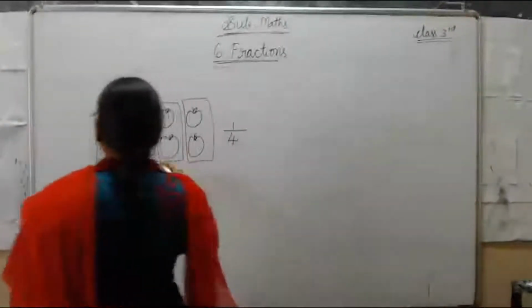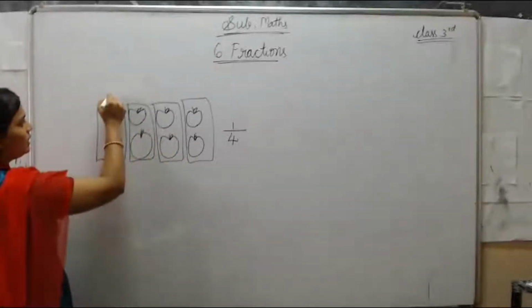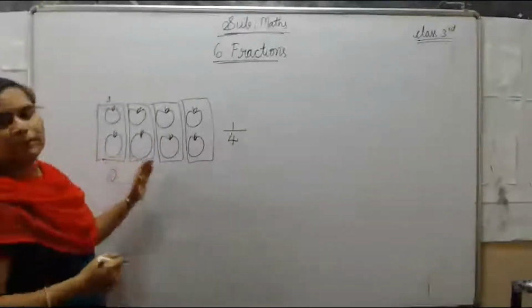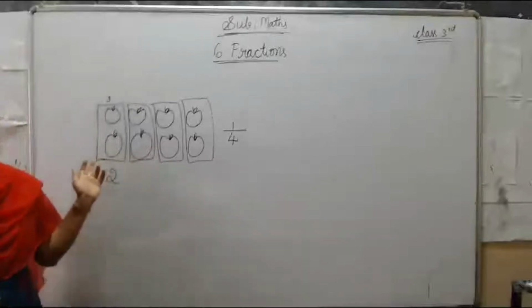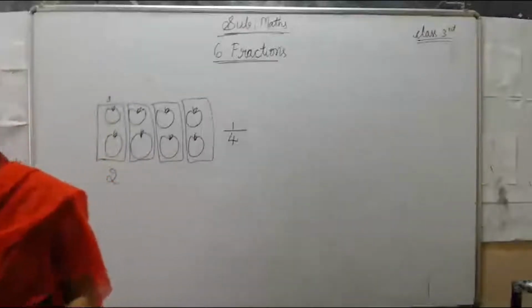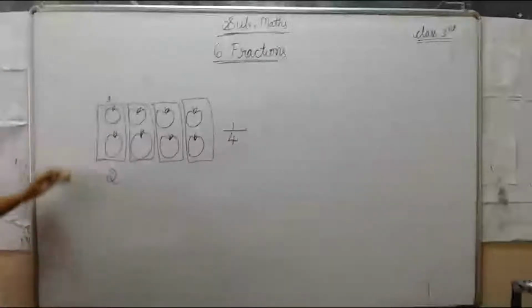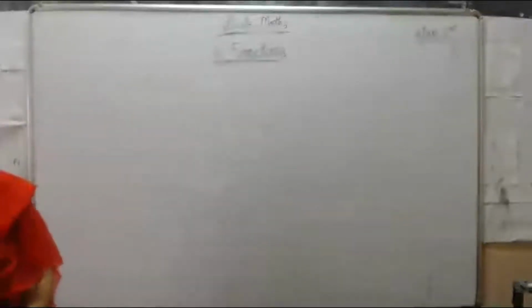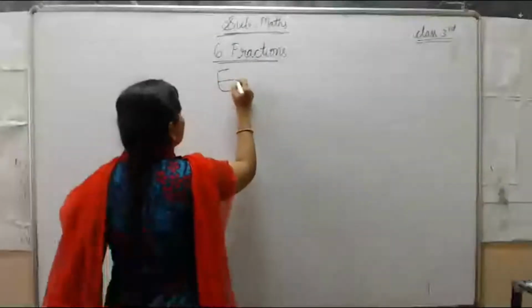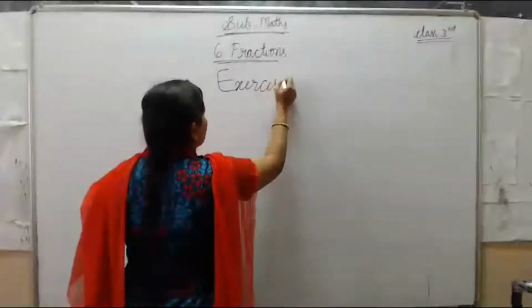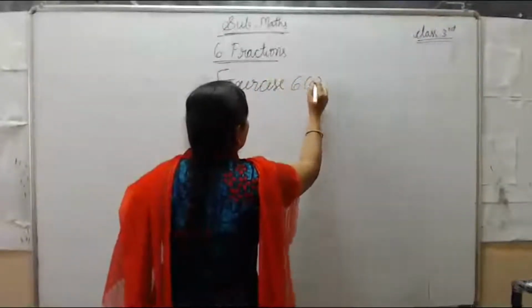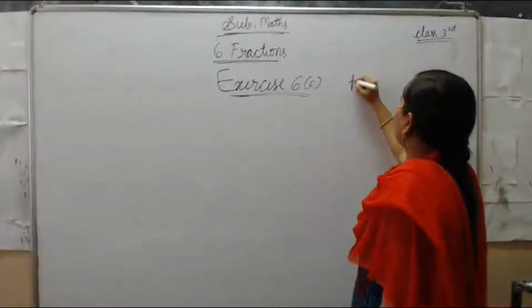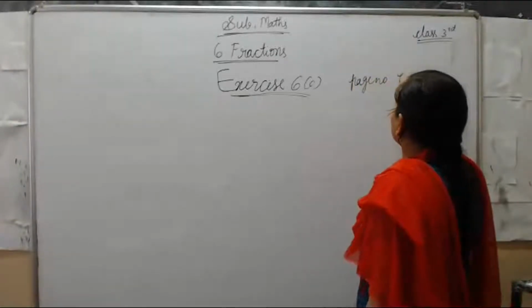How many apples does each person get? That is 2 apples. It can be divided among 4 members. Each member will get 2 apples. Yes, students, let's move towards exercise 6C. Exercise 6C. It's page number 70. Page number 70.